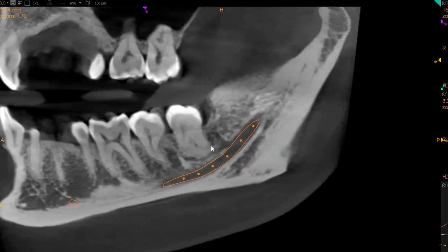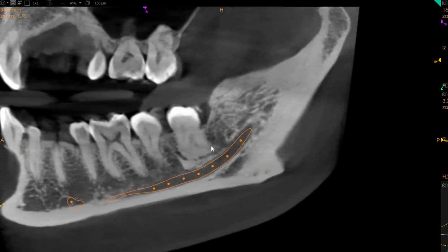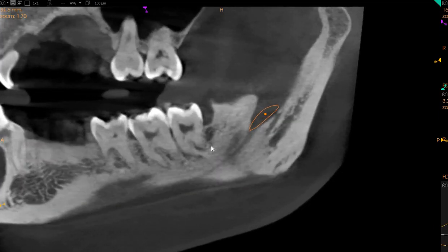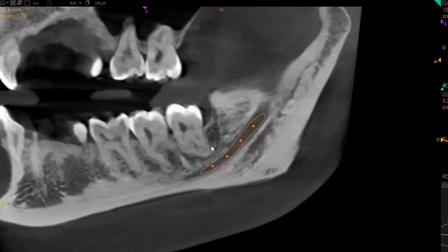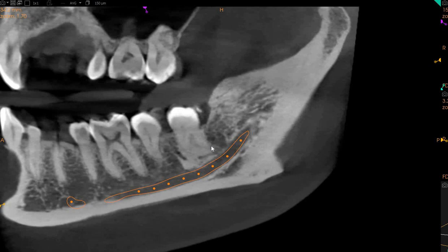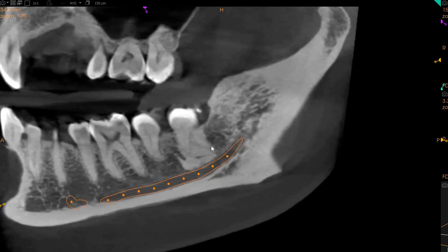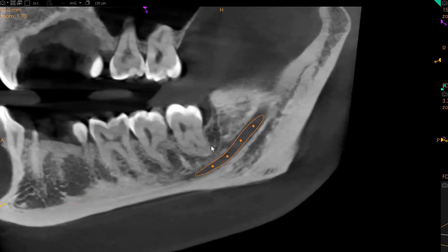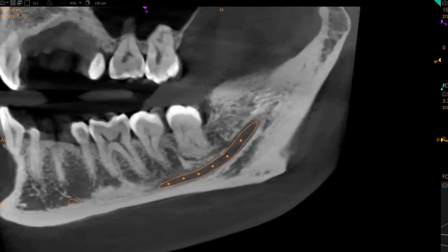It merges with the root apex, so there's no clear cementum, and hence we can assess that it could be hypercementosis. And why is this important? Because this can definitely play a very major role at the time of extraction. The tooth itself is not very close, but the hypercementosis is very closely associated with the inferior alveolar nerve right here.